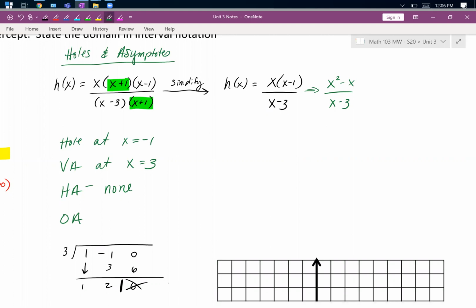Oh, I did this wrong. Oh, no, I didn't. I'm good. What is our oblique asymptote? x plus 2. Yes, but watch that notation. We've got to make sure that we write the oblique asymptote as y equals x plus 2.